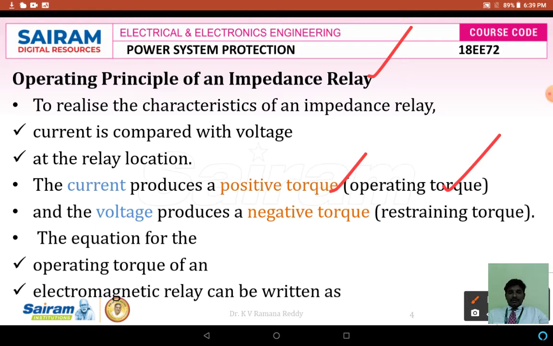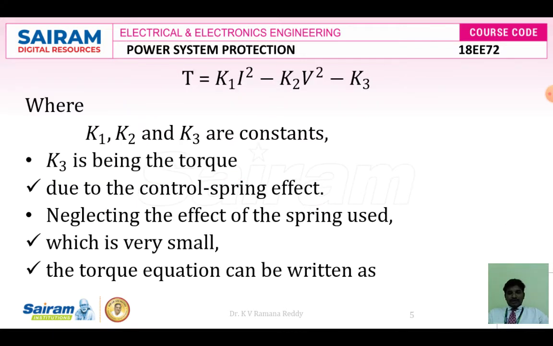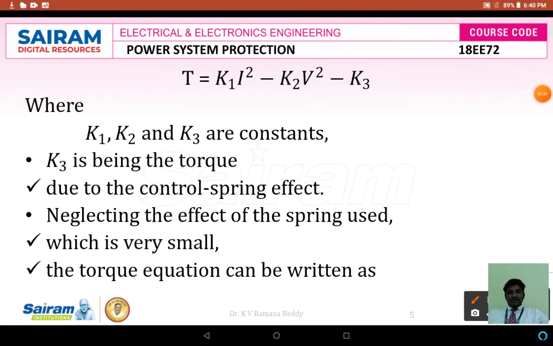Once the fault is cleared, the voltage is restored. Therefore, the voltage produces a torque which is called negative torque, or restraining torque, which is used to close the contacts of the circuit breaker. There is a particular equation for better understanding the concept of torque in an electromagnetic relay. The torque expression can be written as T equals K1 I square minus K2 V square minus K3.